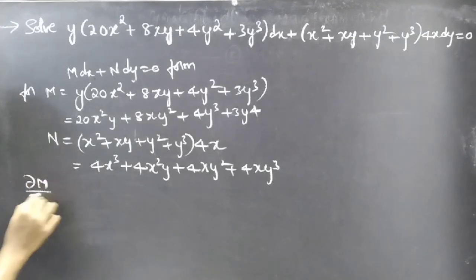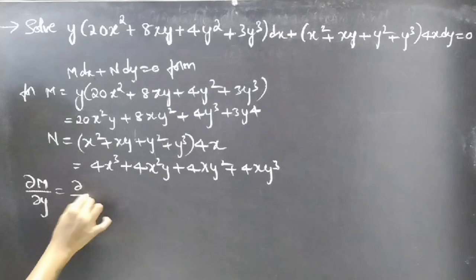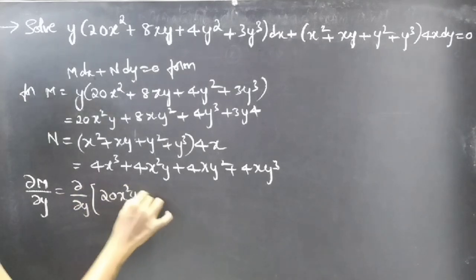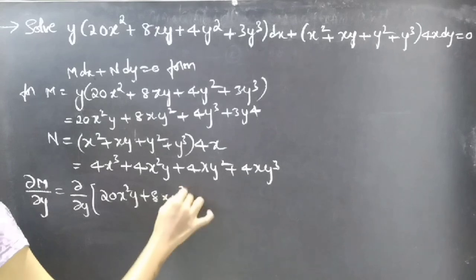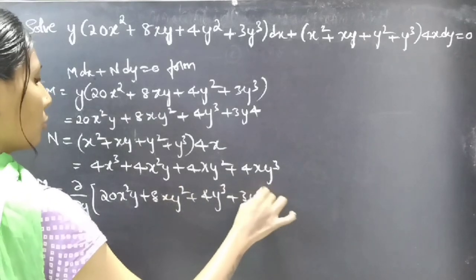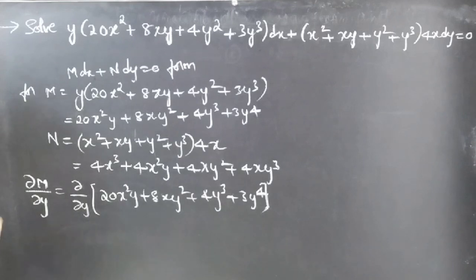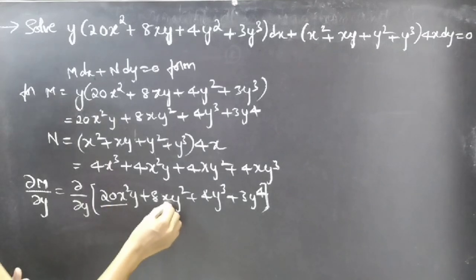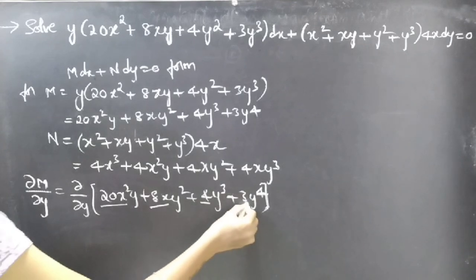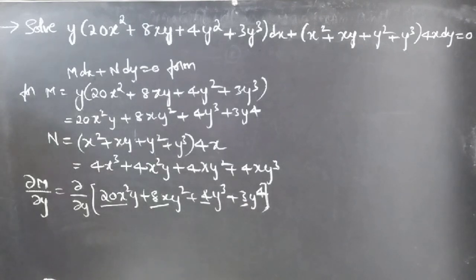Partial derivative of M with respect to y, for M equal to 20x²y + 8xy² + 4y³ + 3y⁴. Here we are partially differentiating terms with respect to y, so we'll treat x as constant. So in the first term 20x² is constant, in the second term 8x is constant, in the third term 4 is constant, and in the last term 3 is constant, right?